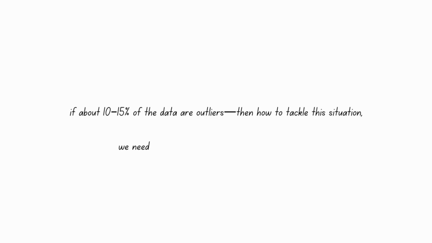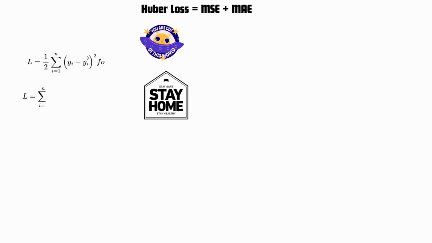Now, if about 10 to 15% of the data are outliers, then how do we tackle this situation? We need the best of both worlds, mean square error and mean absolute error. There comes Huber loss. For the majority of the data points, it behaves like mean square error, learning smoothly. For outliers, it switches to mean absolute error mode. Huber loss gives you a model that's both stable for most data and robust to unusual cases.